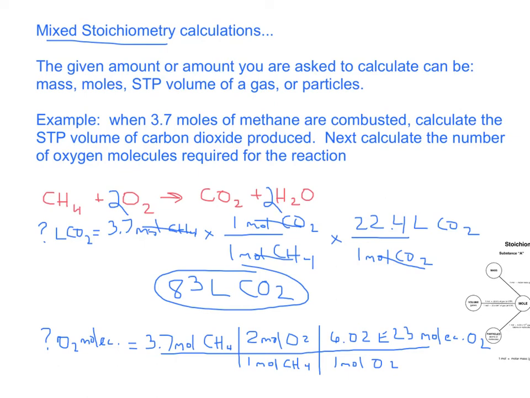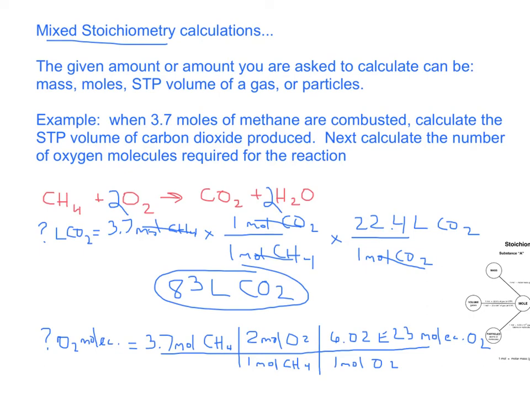So here's the setup for the second question, which is to calculate the number of oxygen molecules required. So again, starting from the given amount, we first put in a mole ratio, 1 mole CH4 to 2 moles of oxygen. Again, 1 mole CH4 up here, 2 moles of oxygen. That converts our unit to moles of oxygen.